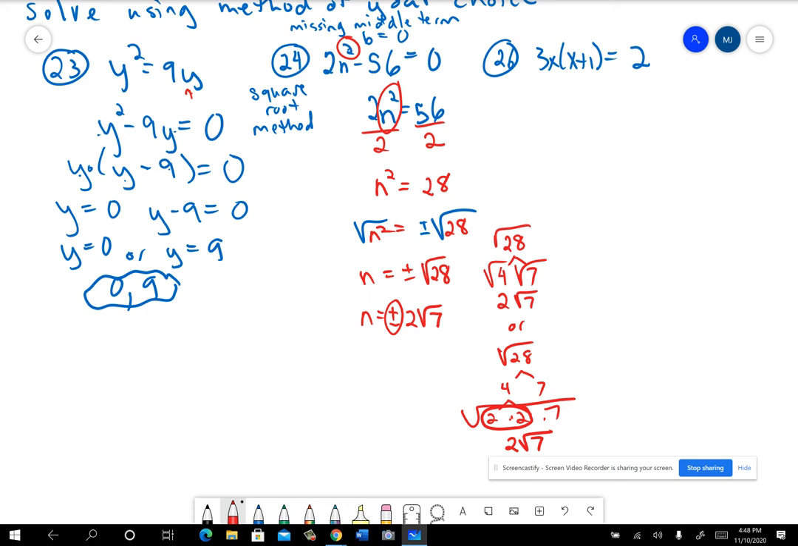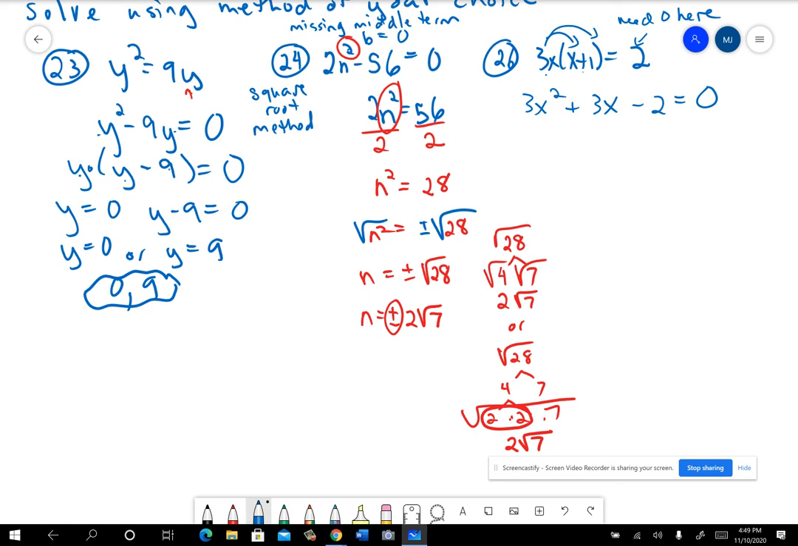Okay, now 26, initially, looks like somebody factored it. It would be wrong to set 3x equal to 2 and x plus 1 equal to 2. This would need to be a 0. Need 0 here. So before you do anything, you really need to fix this. Somebody factored before they should have. So you're going to do 3x times x, 3x times 1, and bring the 2 over.